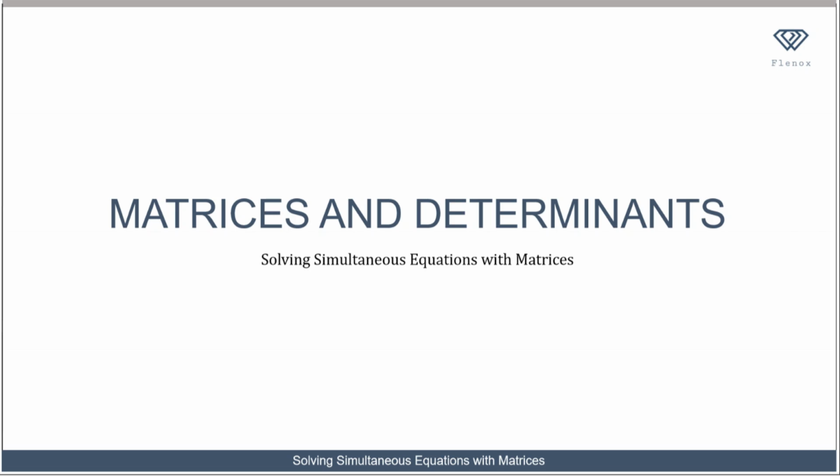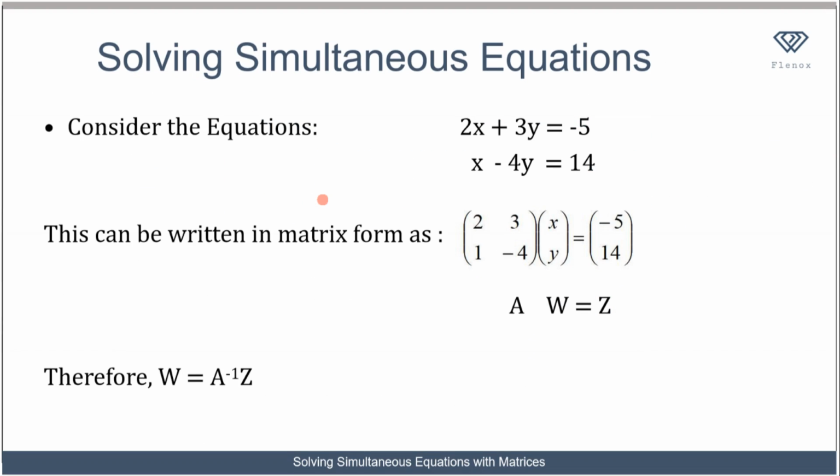Now we're going to be looking at how to apply the concept of the inverse of a matrix to solve simultaneous equations. So let's consider this simultaneous equation in which we have 2x plus 3y equals minus 5 as my first equation, and I have x minus 4y equals 14 as my second equation.